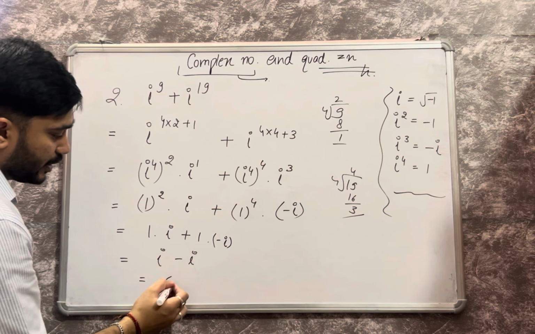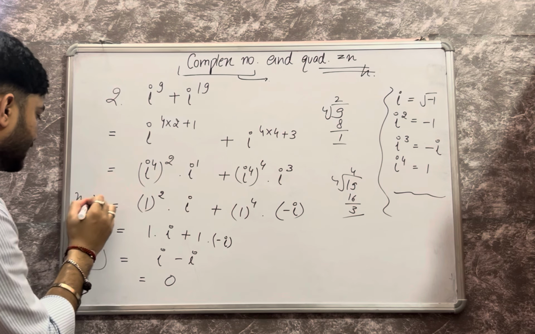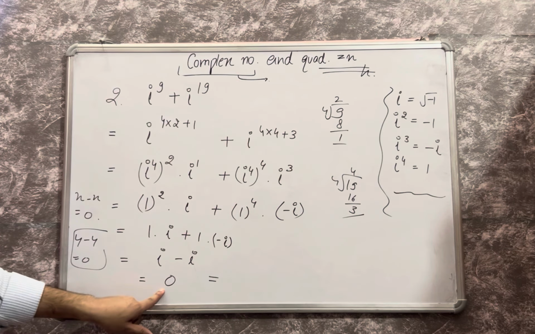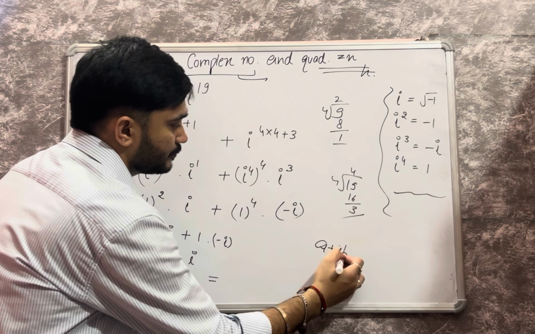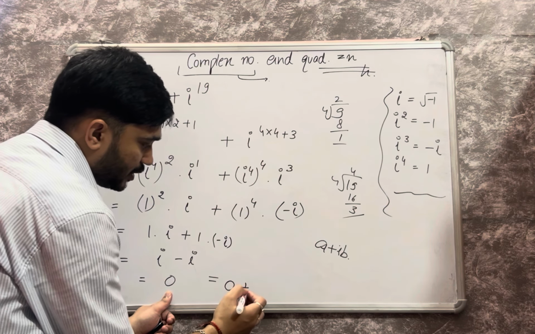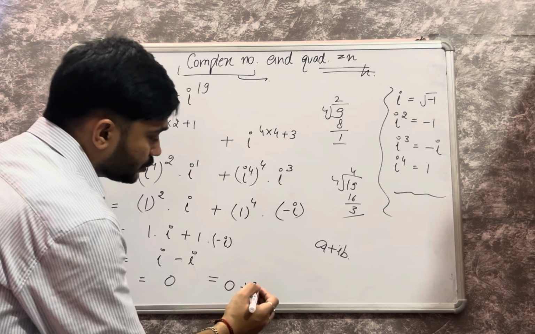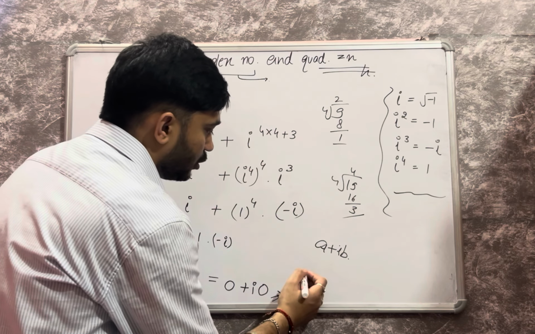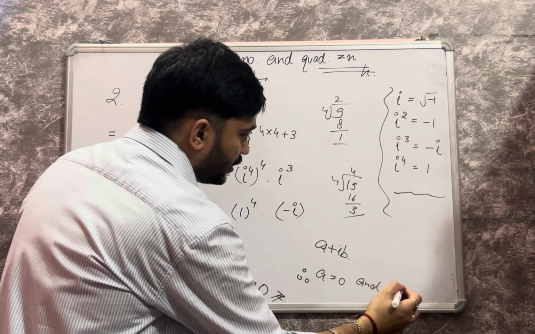Iota minus iota is 0, just like 4 minus 4 is 0, or you can say that x minus x is 0. Similarly, iota minus iota is 0. Now we have to represent this answer in the form of a plus iota b. So how are we going to do so? Since the real part is 0 plus iota, and imaginary part is also 0 because we cannot locate it here, so 0 plus iota 0 is the answer of it.